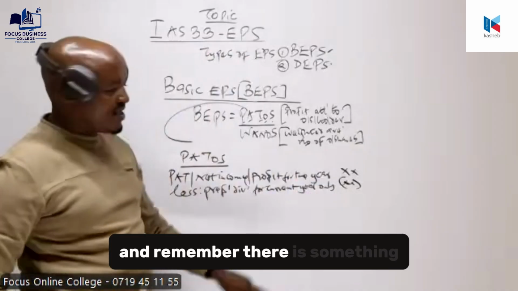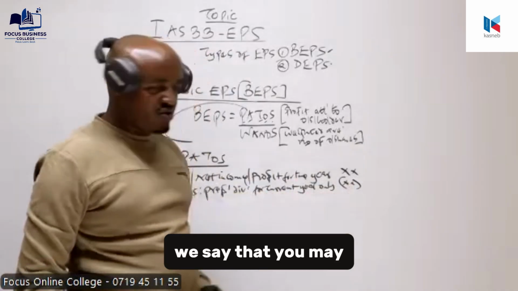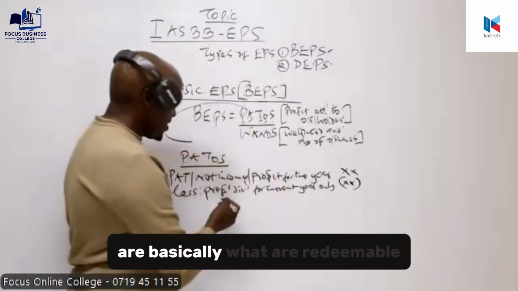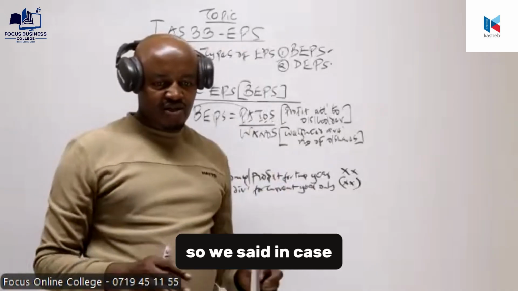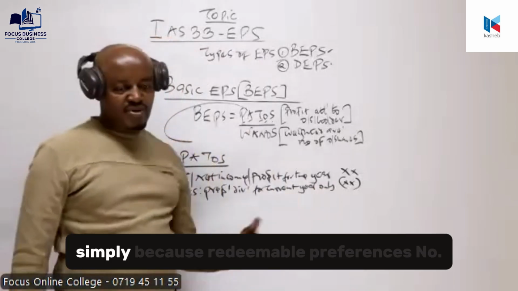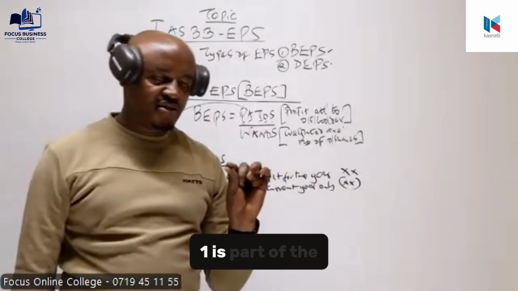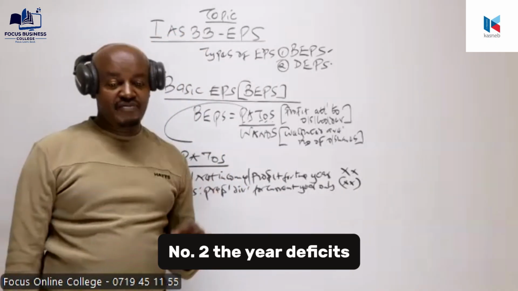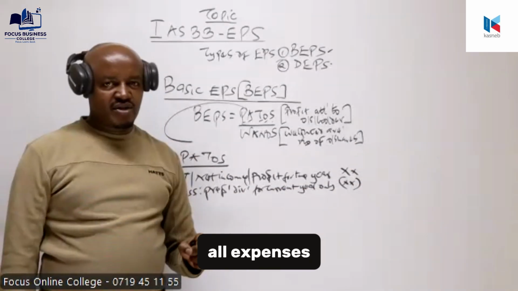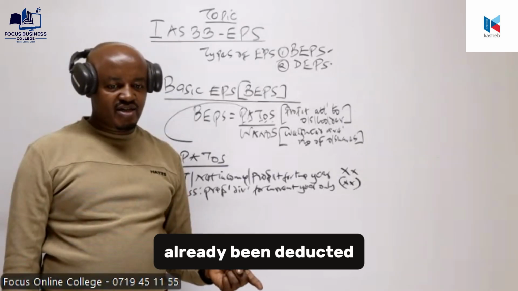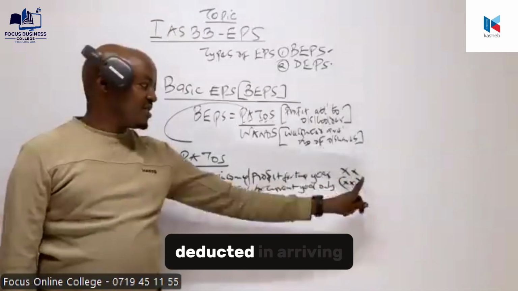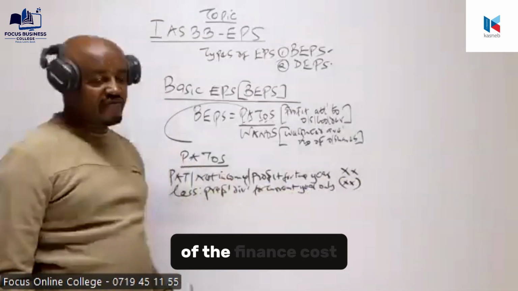And remember, there is something I mentioned in relation to this. We said that you may come across some questions whereby you are told the preference shares issued by the company are redeemable. So in case you come across such a question, we said we don't less their dividend here, simply because redeemable preference shares, number one, are part of the non-current liabilities. Number two, their dividends are classified as part of the finance cost. Remember, in arriving at this profit, all expenses, including the finance cost, have already been deducted. So therefore, if the preference shares issued by the company are redeemable, don't less their dividends here, because they have already been deducted in arriving at that profit as part of the finance cost.